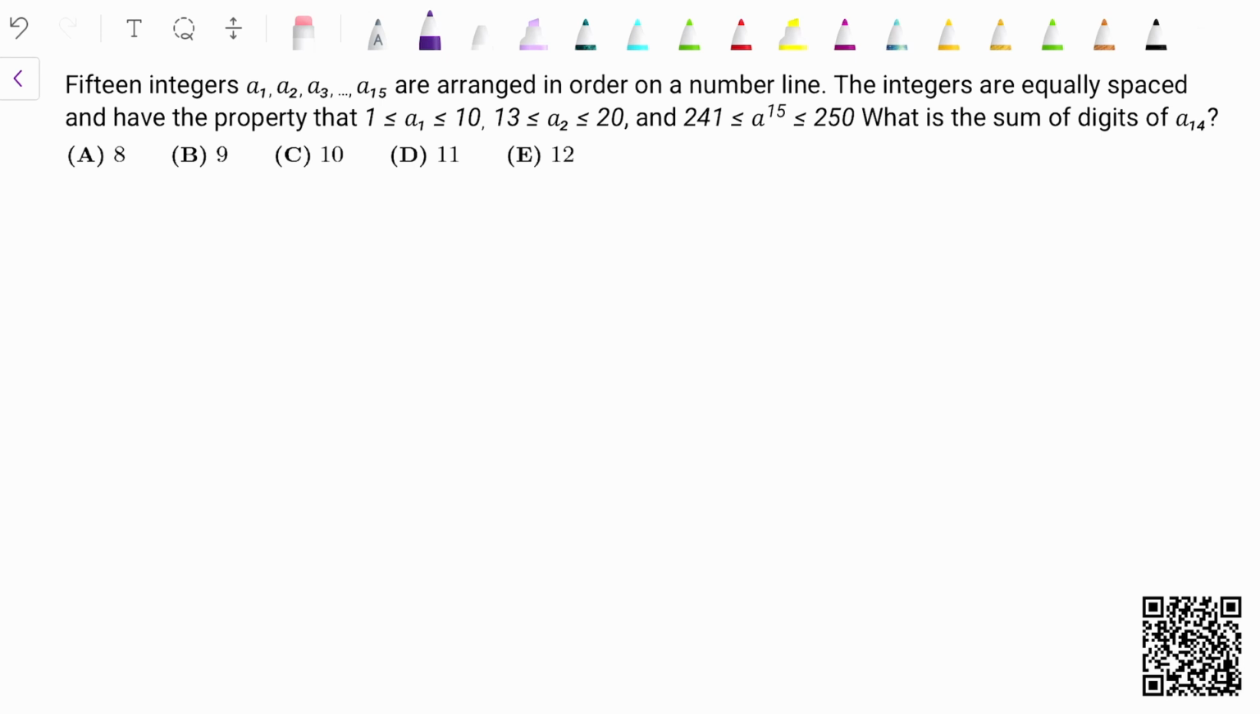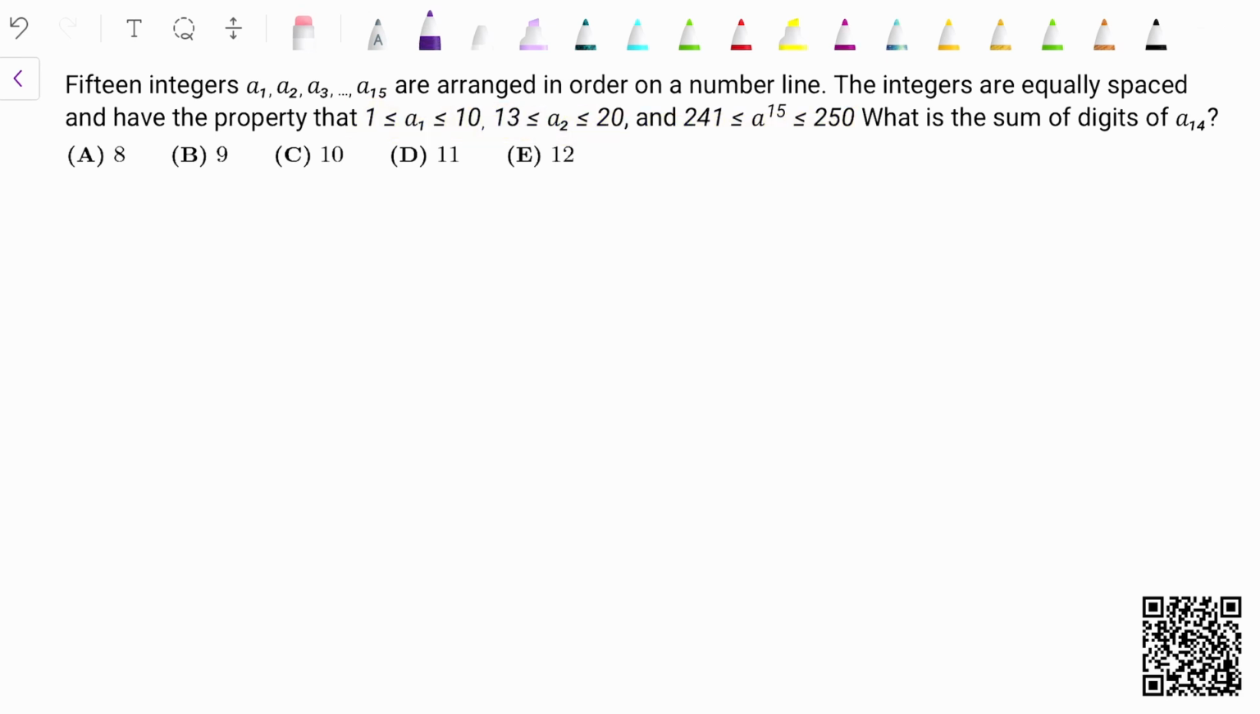This is problem number 25 of the 2023 AMC 8. 15 integers, A1, A2, A3, all the way up to A15, in consecutive order, are arranged on a number line. The integers are equally spaced and have the property that, these properties, you can read yourself. What is the sum of the digits of A14?